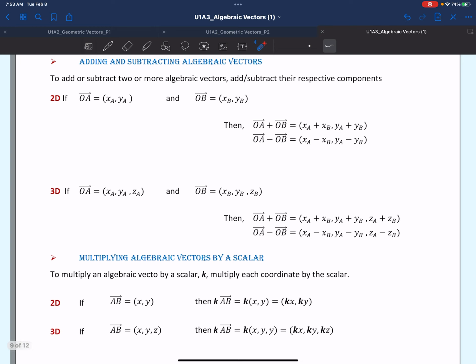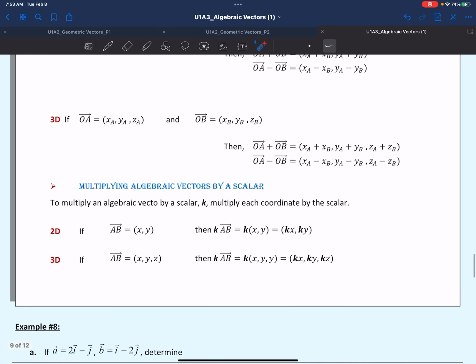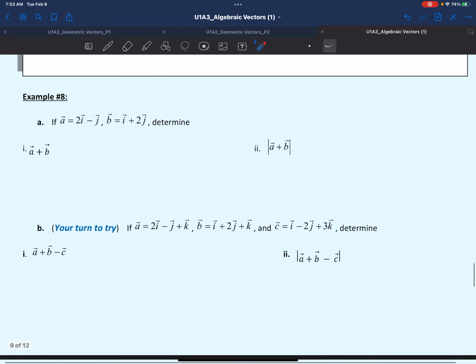The idea is that if we have vectors in 2D, described by their components, then when you add them, we simply add or operate with the components. Same with 3D, but you have an extra coordinate. So now when you multiply a vector by a scalar, k, it means that this scalar will multiply each coordinate, so kx and ky. In 3D, same idea happens, but we have a third coordinate.